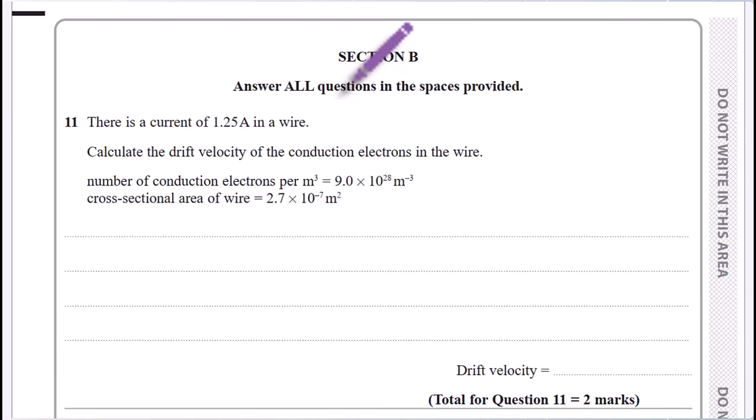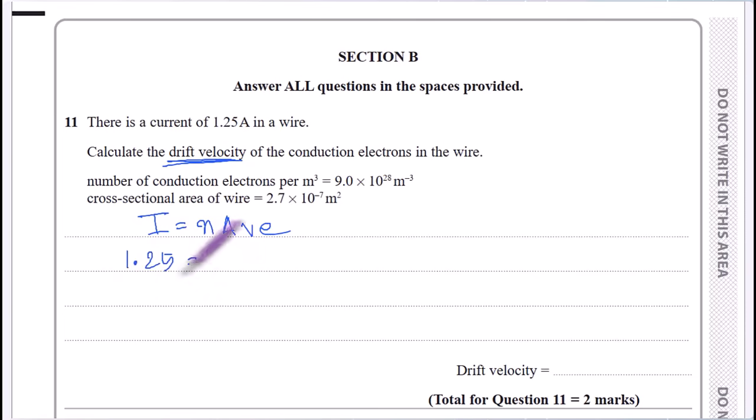So in section B, we have: there is a current of 1.25 ampere in a wire. Calculate the drift velocity of the conduction electrons in the wire. So every time you come across terms like drift velocity, there is only one equation in our entire specification that has drift velocity in it, and that's the transport equation. So the equation is I equals nAvq. So just plug in the values.